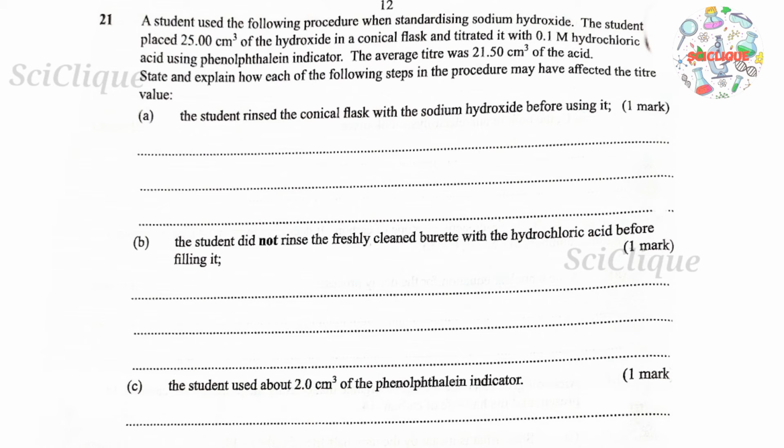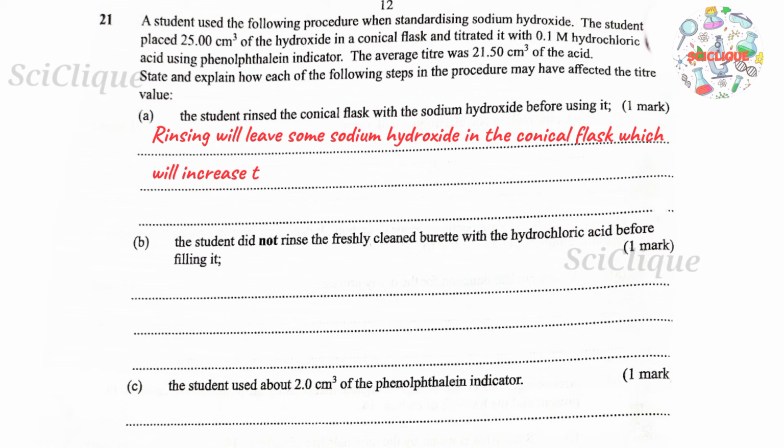Part A. The student rinsed the conical flask with the sodium hydroxide before using it. Now rinsing will leave a little bit extra sodium hydroxide in the flask, which will overall increase the titer value.